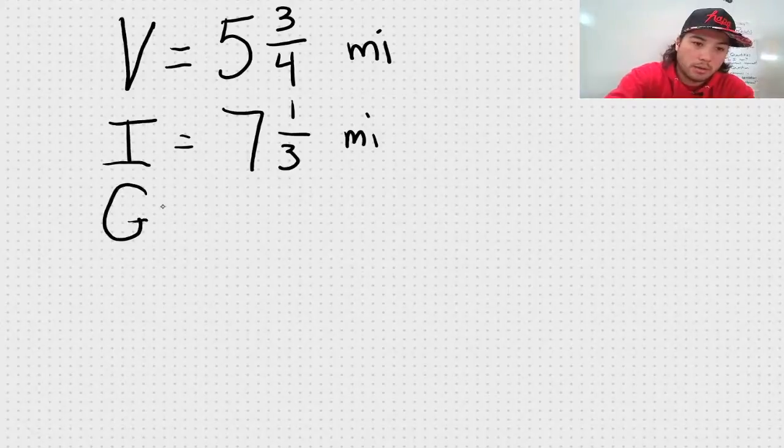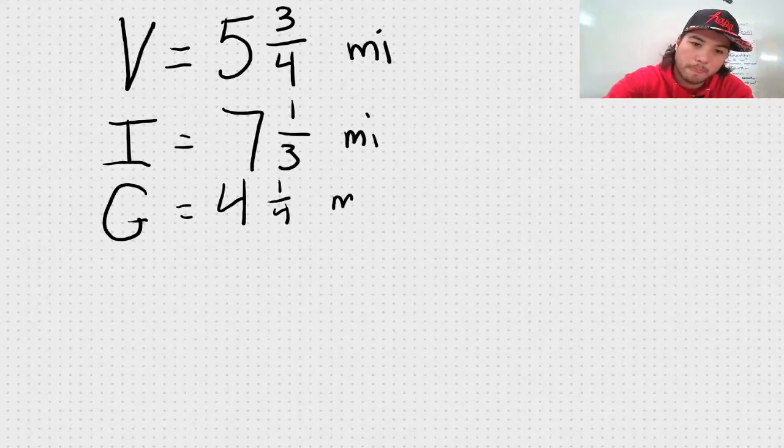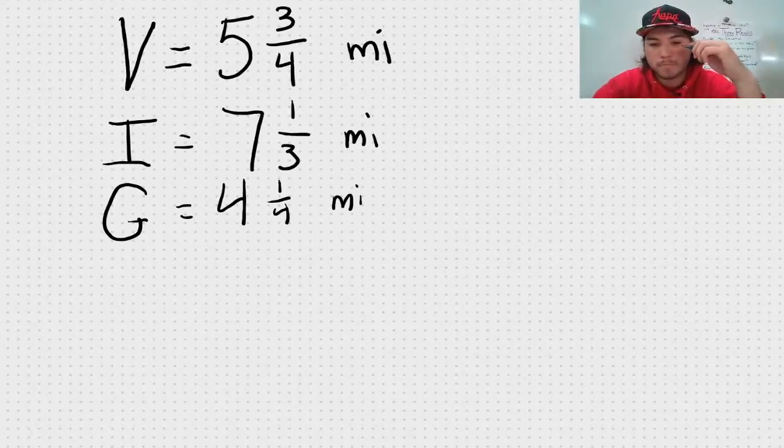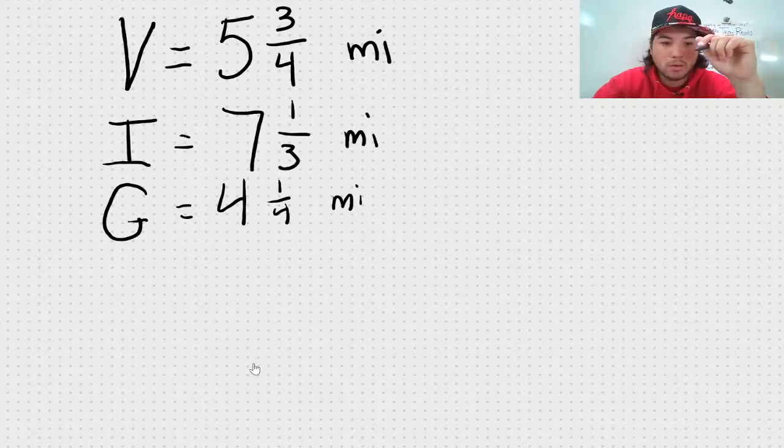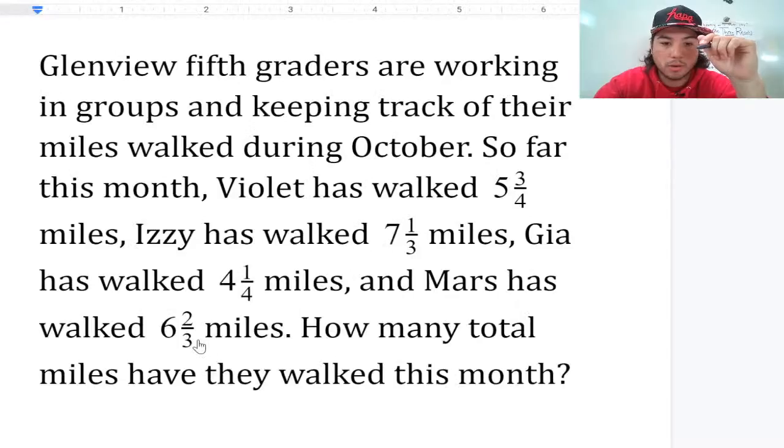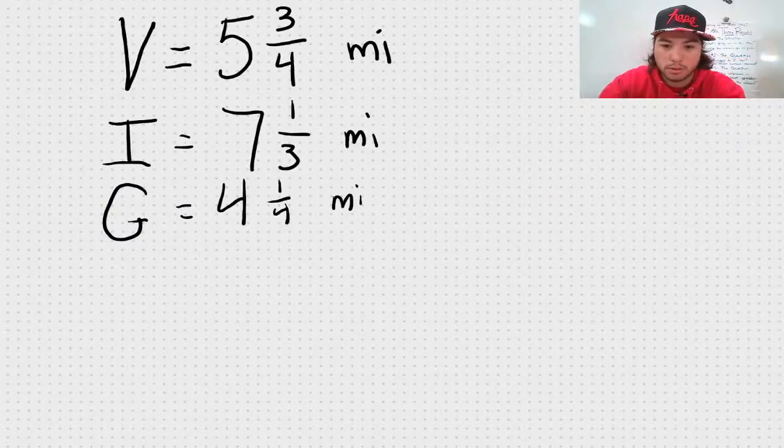Gia has walked 4 1/4 miles. Okay, now let's keep going. We're on a roll here. And Gia has walked 4 1/4 miles, and Mars has walked 6 2/3 miles. Let's make sure we get that down. Mars, or M, equals 6 2/3.